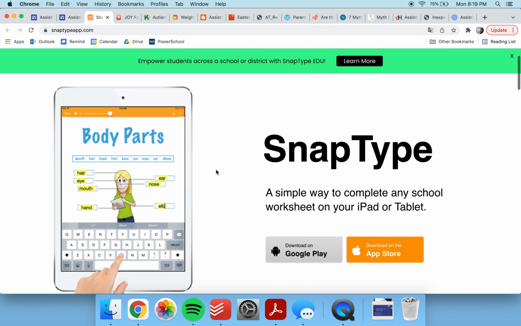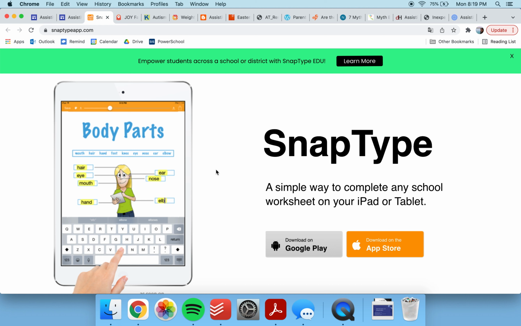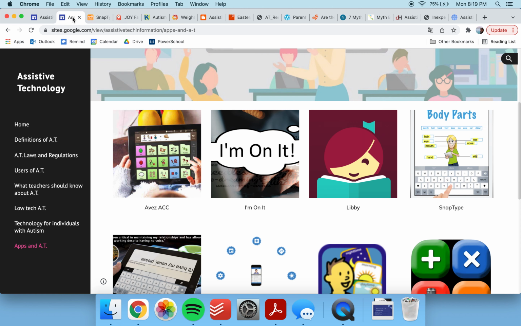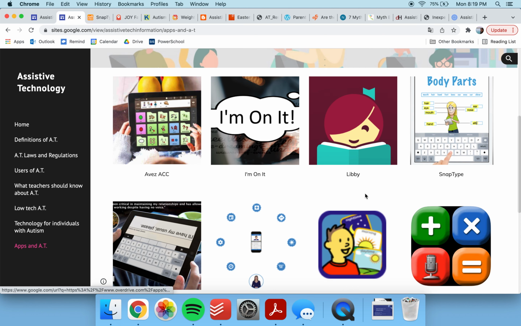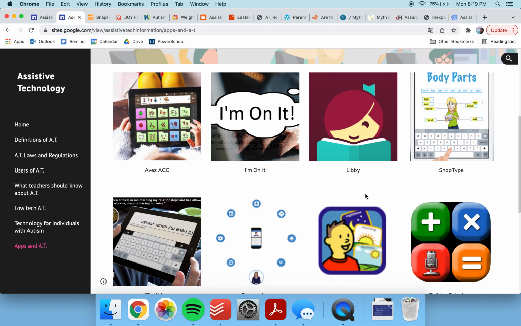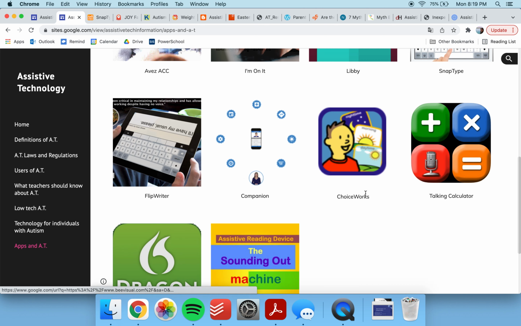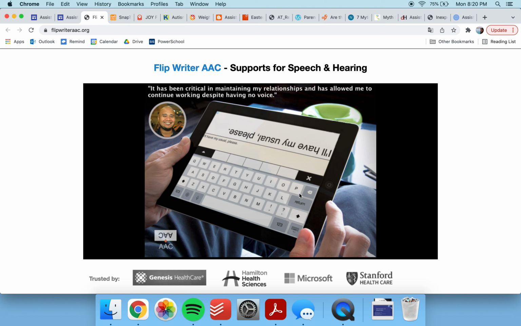SnapType, I've used before with students who struggle with fine motor skills and writing. It's really cool. It lets you take a picture of a worksheet or a workbook, and then students can type into it. So it is a nice, accessible tool. Libby is something that I use. It's an audiobook library through free libraries. And then I really thought FlipWriter was neat. It has a dual screen so that if someone is typing or writing to communicate, their conversation partner can see what they're writing without them having to keep flipping the iPad around.